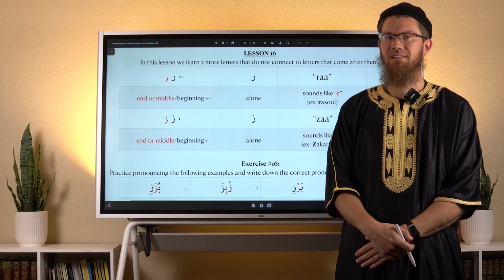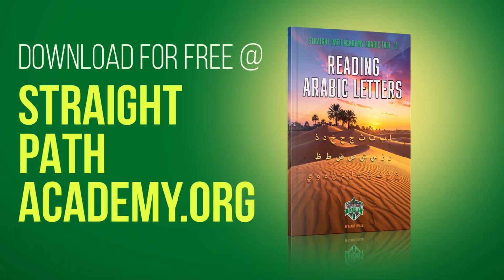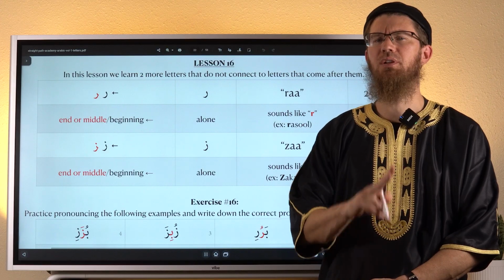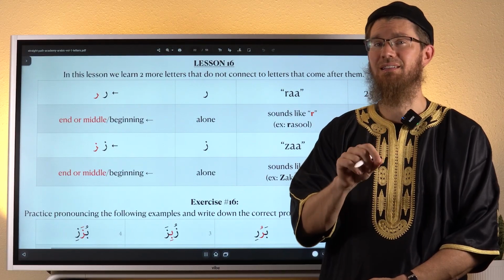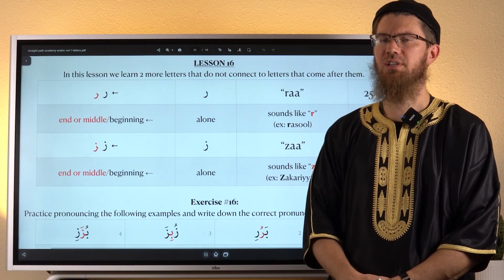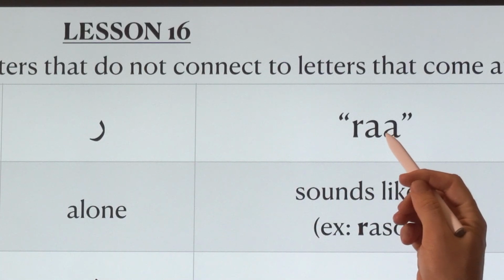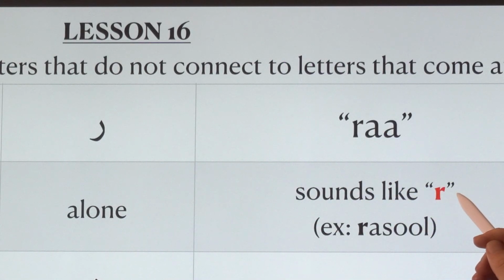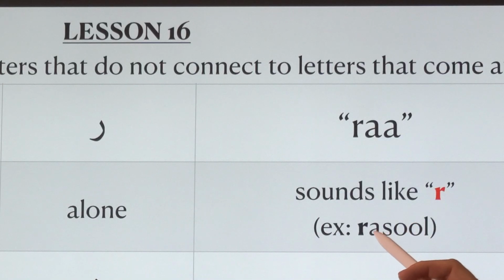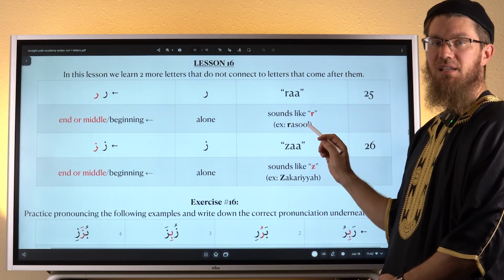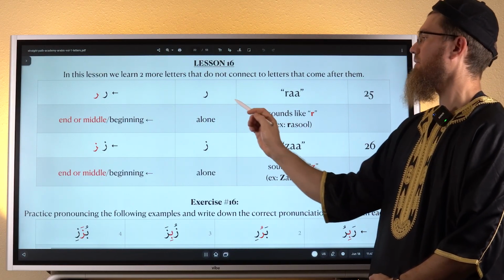And welcome to lesson 16 of Straight Path Academy Arabic Volume 1, Reading Arabic Letters. In this lesson, we learned two more letters that do not connect to letters after them. Firstly, this is the letter Ra. And the letter Ra sounds like the English R. For example, the Arabic word Rasul, which means messenger, begins with the letter Ra.